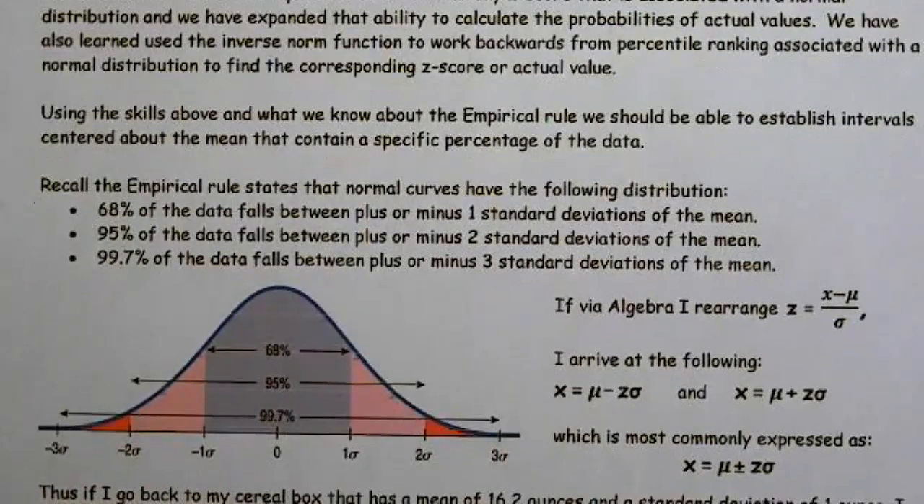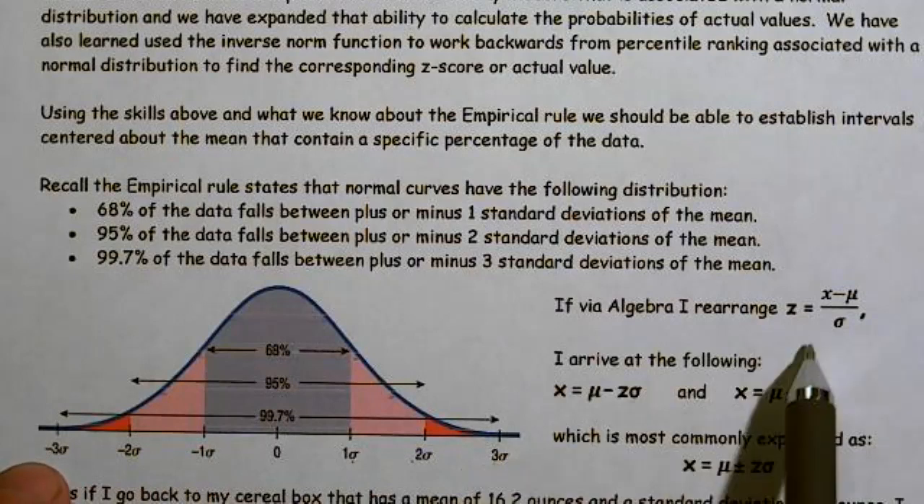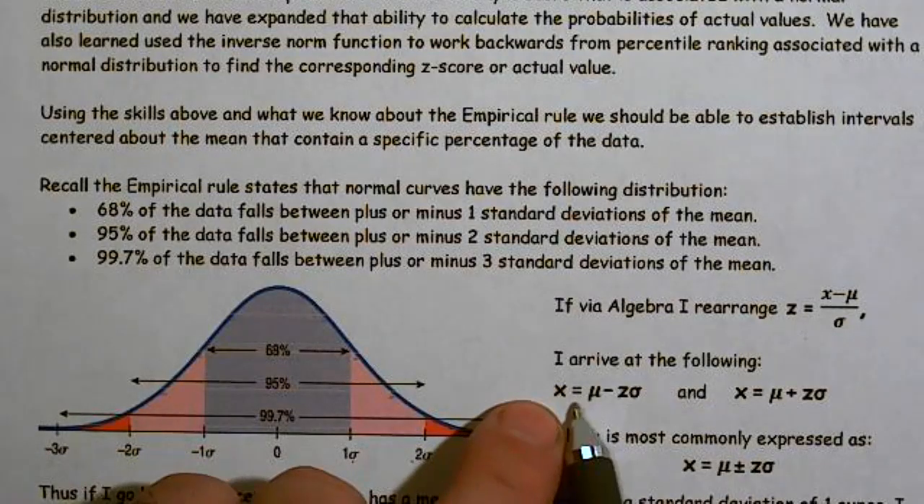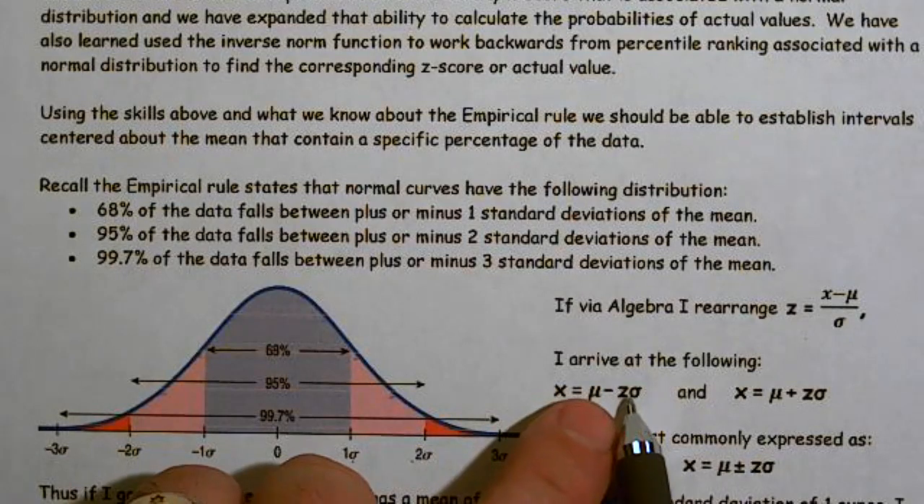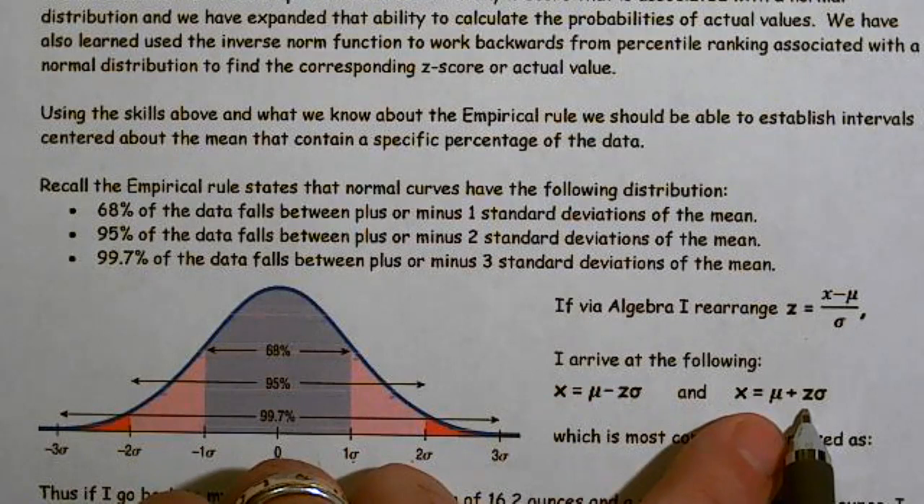So let's go back to the empirical rule. Remember that 68% are between plus or minus one standard deviation, and 95% are between plus or minus two, and 99.7% are plus or minus three. And you remember our z-score formula, z equals x minus mu over sigma. If I rearrange it, I could go x equals mu minus z times the standard deviation, or x equals mu plus z times the standard deviation.